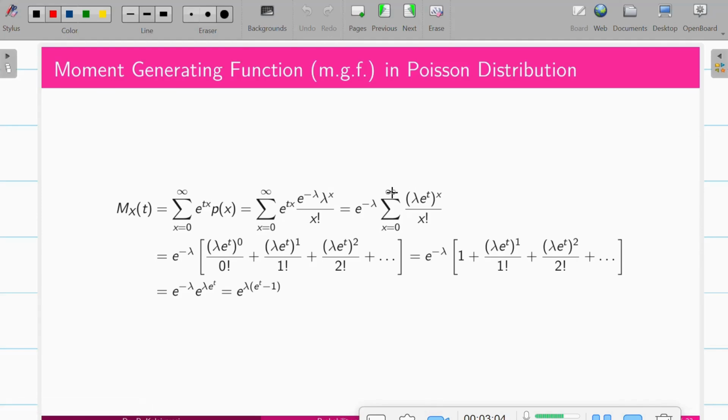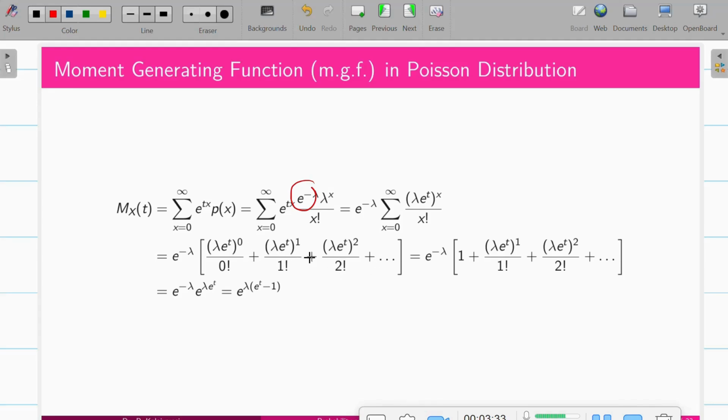So just put the x terms together and leave the rest as a constant. e power minus lambda is a constant which doesn't depend upon x, so put it outside your summation. Group the rest as lambda e power t, whole power x, by x factorial. Now make use of x equal to 0 to infinity. So it's lambda e power t power 0 by 0 factorial, plus lambda e power t power 1 by 1 factorial, plus lambda e power t power 2 by 2 factorial, and it goes on.